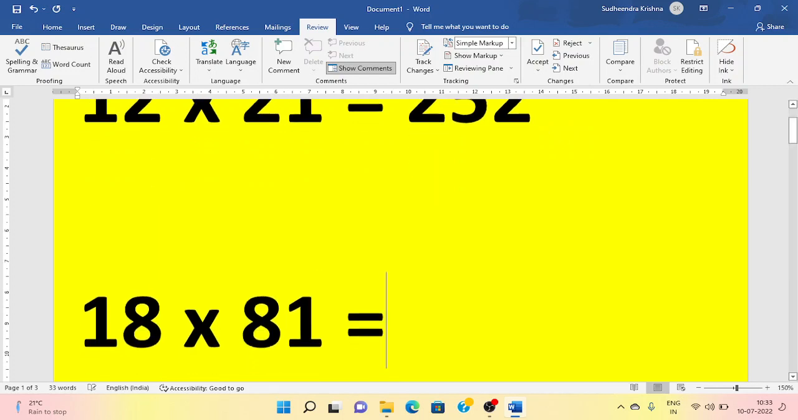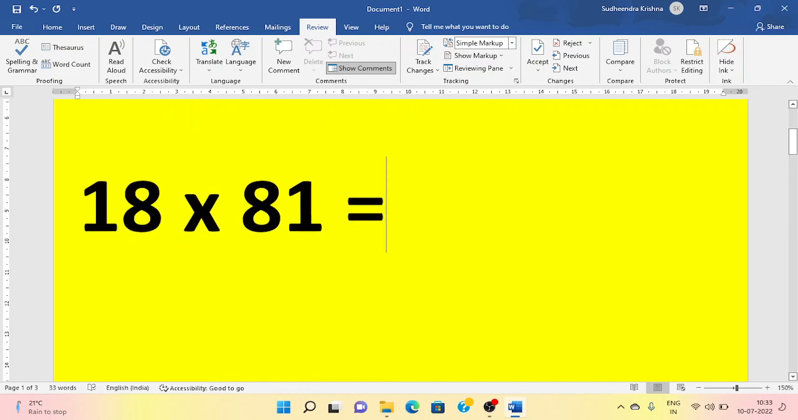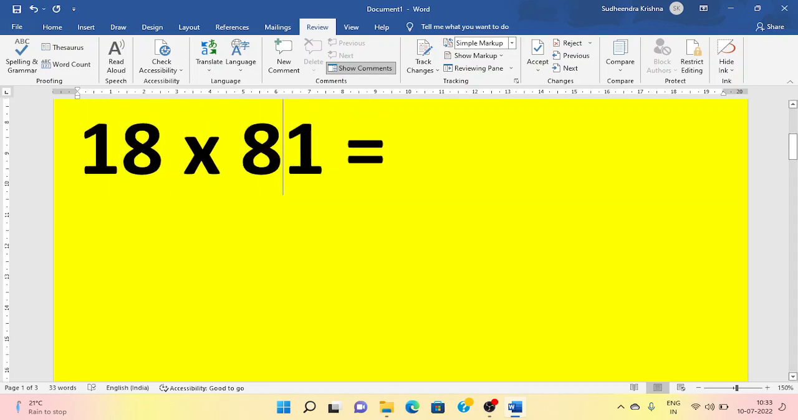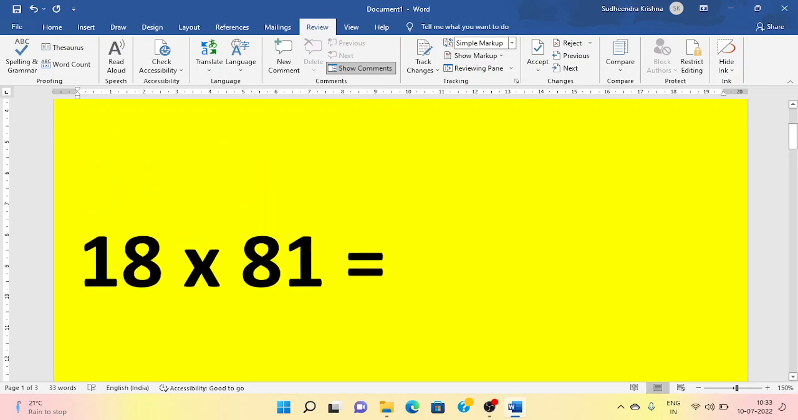Now let us solve another problem. You have 18 and 81. Both 18 and 81 are reverse numbers. They are reverse of each other. The digits in 18 and 81 are in reverse order. So let us see how to solve 18 into 81. You have the two digits 1 and 8. Multiply 1 and 8. 1 into 8 is 8. So put 8 on the left side, and again in the units place you put 8. So you got the left portion and the right portion of the answer.